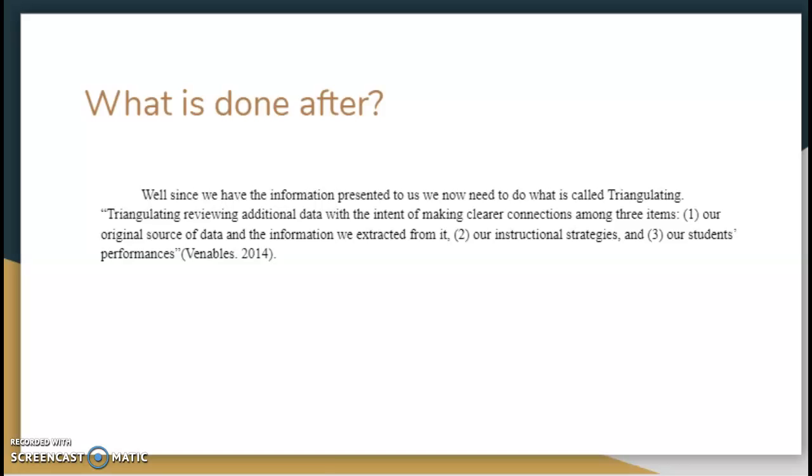What is done after? Well, since we have the information presented to us, we now need to do what is called triangulating. Triangulating: review additional data with intent of making clear connections among three items: our original source of data and the information we extracted from it, our instructional strategies, and our students' performances.